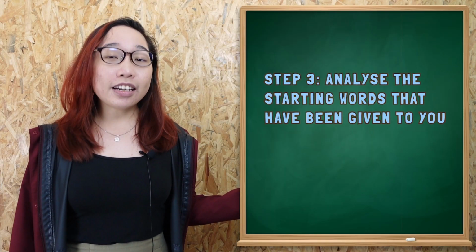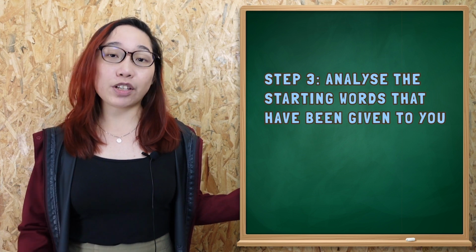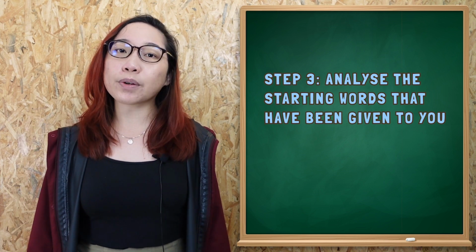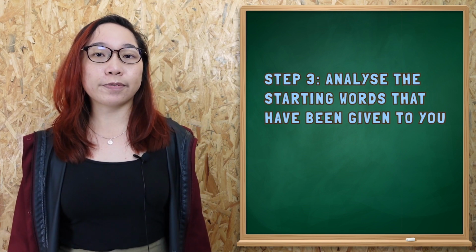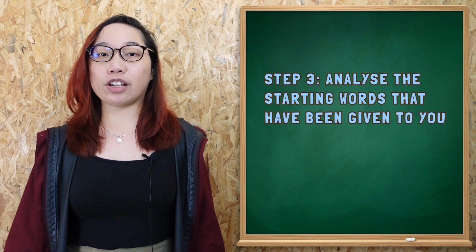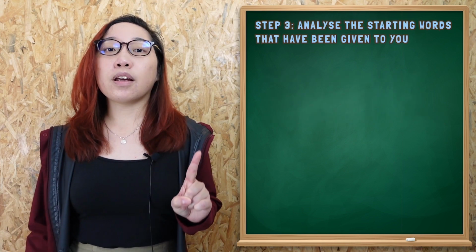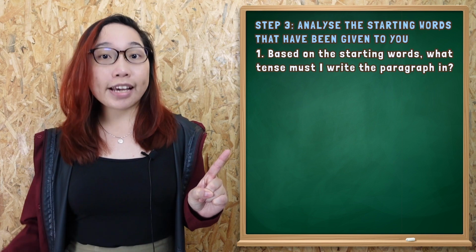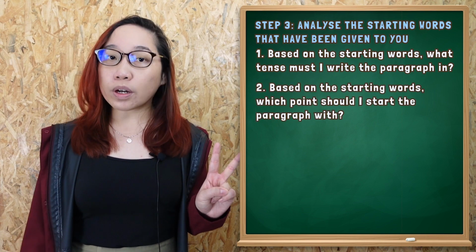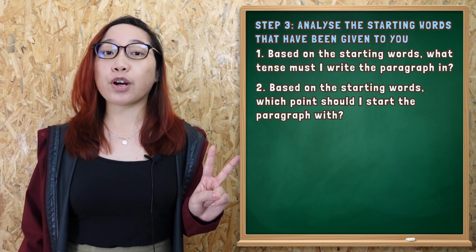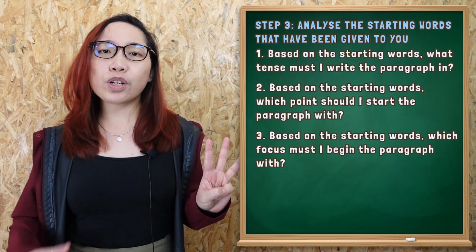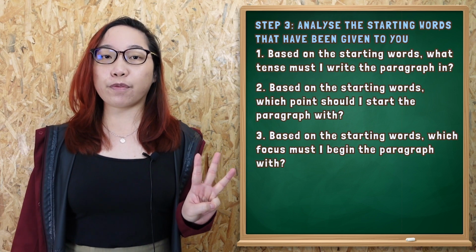Step 3. Analyze the starting words that have been given to you. In every summary question, you are given a few starting words to help you begin your paragraph. It is essential that you read through these words and ask yourself the following questions. So number 1, based on the starting words, what tense should I write my paragraph in? Number 2, based on the starting words, which point should I begin my paragraph with? Number 3, based on the starting words, which focus must I begin the paragraph with?